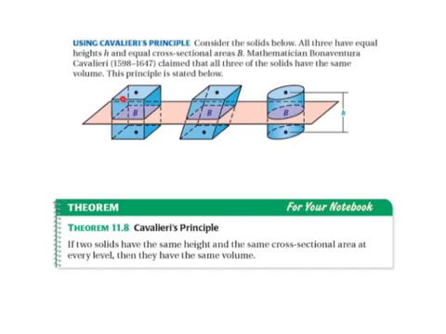If two solids have the same height and the same cross-sectional area at every level, then they have the same volume. It doesn't matter if it's a right prism, where the height and the base would be a right angle, or if it's slanted, or they call it oblique. The shapes have the same volume.